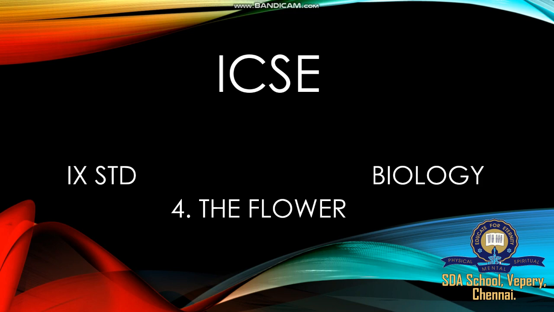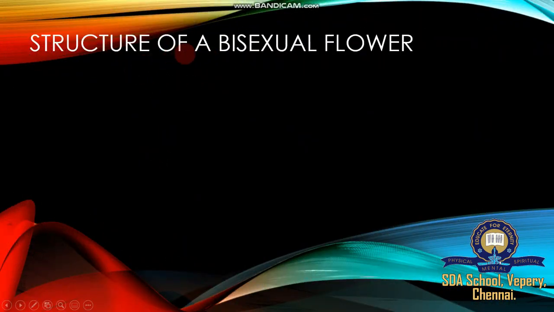Today I am going to teach 9th standard biology. Next lesson, the flower. So what is a flower? The flower is the reproductive part of all plants. It is a major part of plants. It produces a number of male and female gametes involved in producing the next progeny, or next generation. Structure of a bisexual flower.